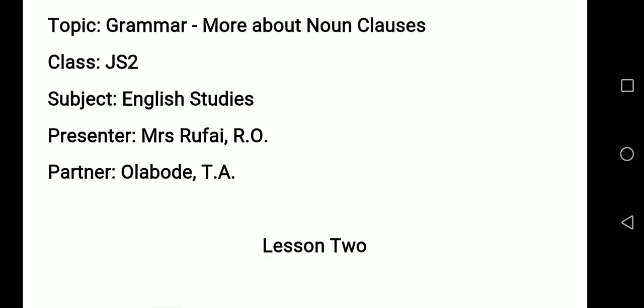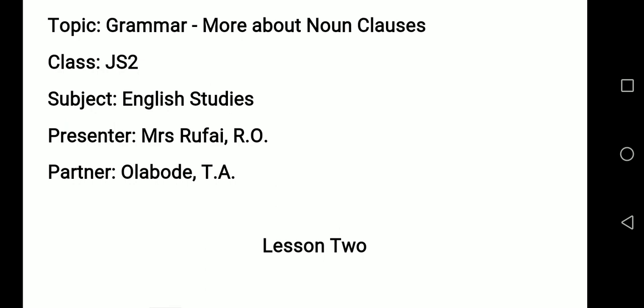We learned several examples like it is obvious that she is absent. That she is absent is a noun clause. What we need is a new duster. What we need is a noun clause. We learned that. So today we are looking at more about noun clauses.